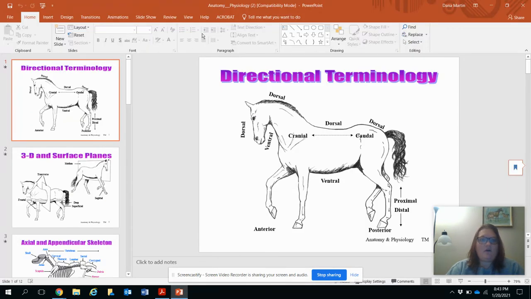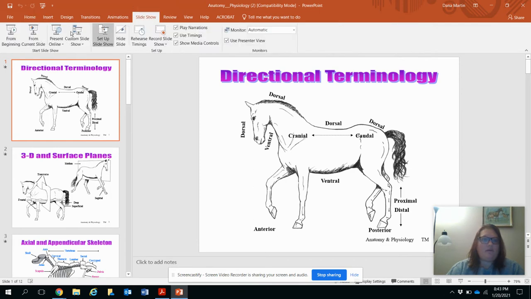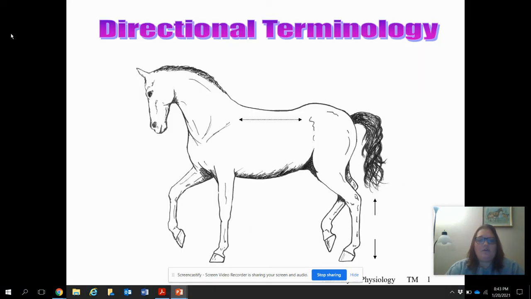So here's the PowerPoint. Let's go ahead and get this started. This figure is in your notes. So in class we use colored pencils to illustrate and to color in things for this lecture.